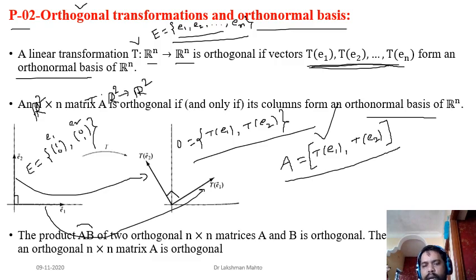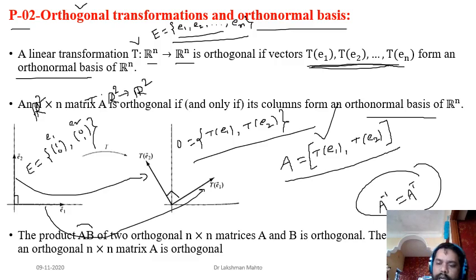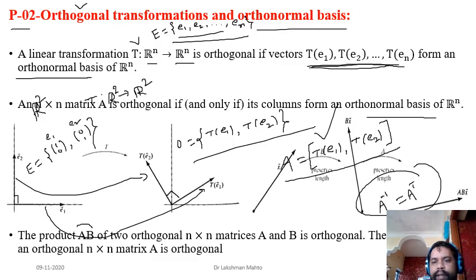Similarly, if you find the inverse of an orthogonal matrix, it again happens to be an orthogonal matrix. And what is the inverse of an orthogonal matrix? It is nothing but the transpose of that matrix. So that means A inverse would be just A transpose. So just take the transpose and you will get the inverse of that matrix in the case of an orthogonal matrix.